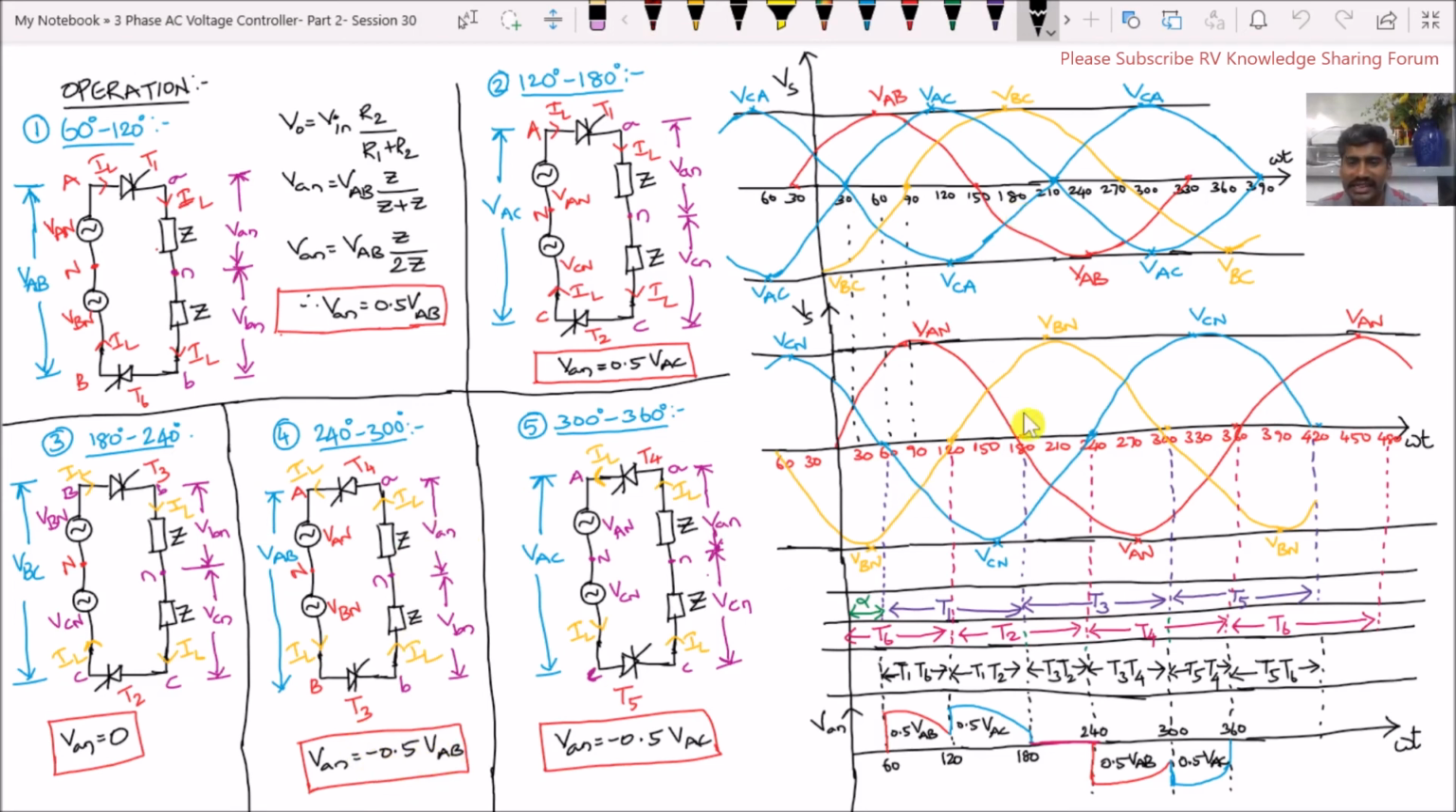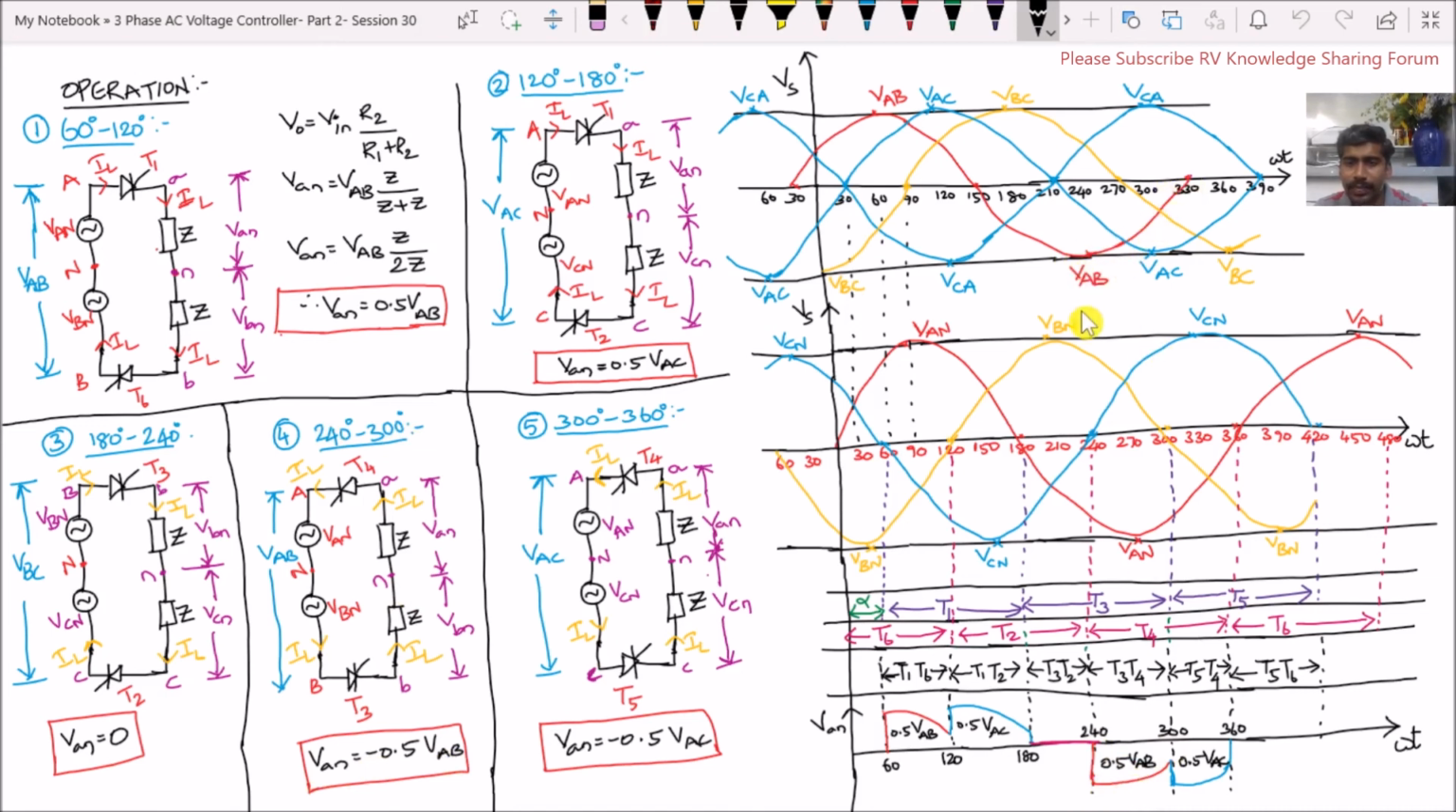See here, from 240 degrees to 300 degrees, here it is reversed. Here it is positive, whereas now it is negative. Therefore, see here, from 240 degrees to 300 degrees, here it is negative of VAB. Therefore, this negative is coming here. So during 240 degrees to 300 degrees, VAN is equal to minus 0.5 VAB. That is drawn here. This minus 0.5 VAB is the trace of this VAB.